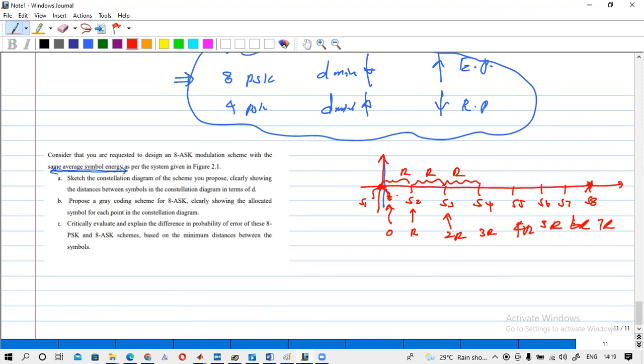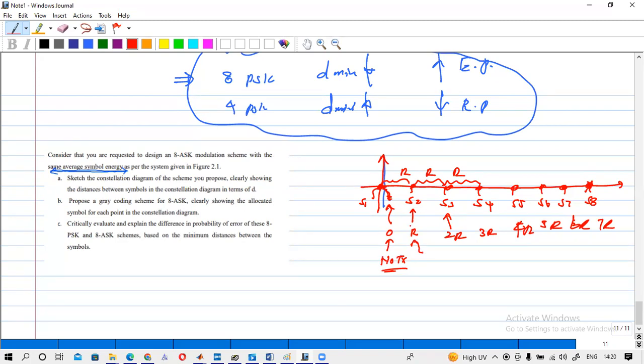You can see that these are the constellation points, and each waveform has a different amplitude. This waveform has 0 amplitude, which means no transmission here. Here your amplitude is R, here twice, 2R, here 3 times, 3R, like that.